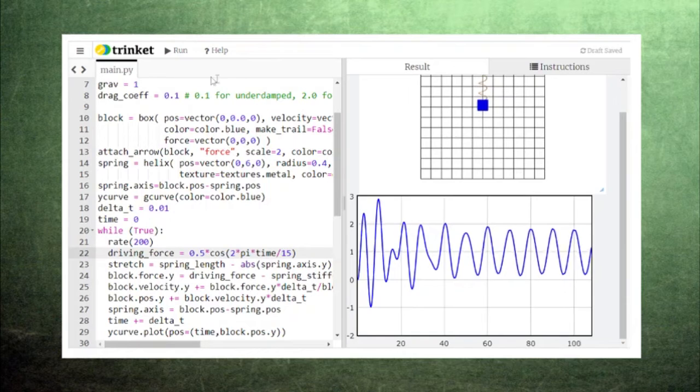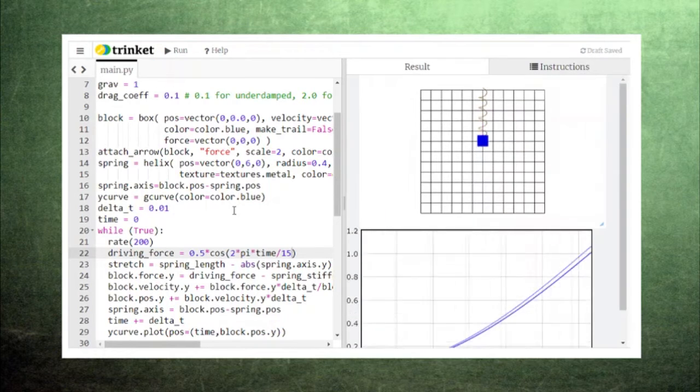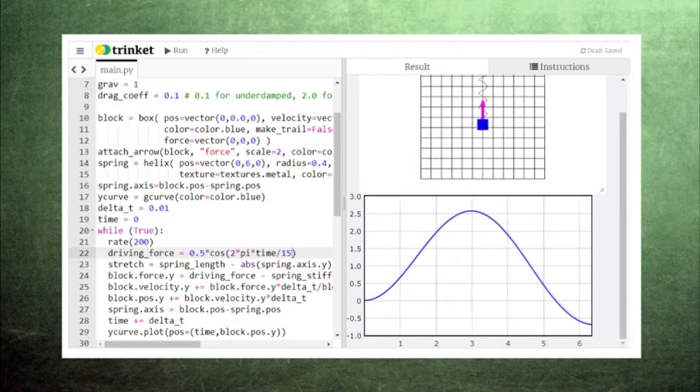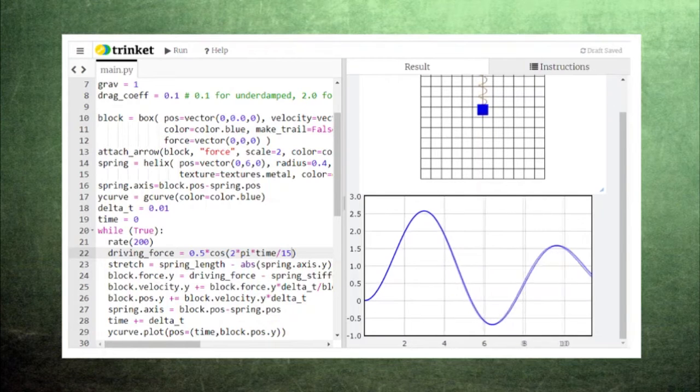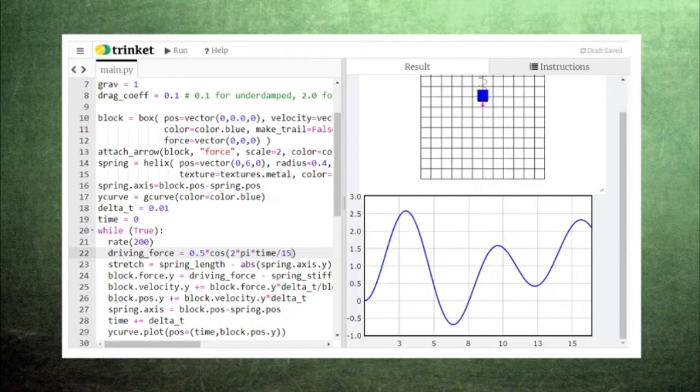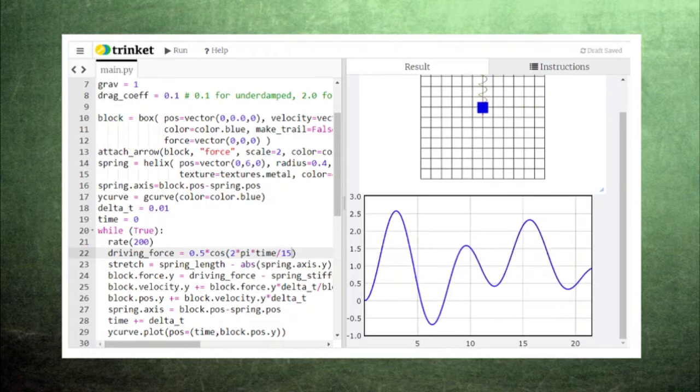If we change this period to 15, the final period of the oscillations also changes to 15. This means that the driving force eventually wins out over the air resistance, and that we can control the oscillations of a spring just with a driving force.